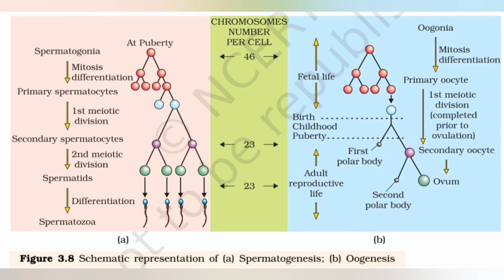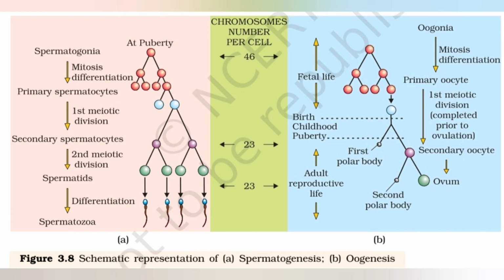Let us compare both spermatogenesis and oogenesis with the help of this chart. First of all, at puberty, the chromosome number of cell is 46. Here in female, it is in fetal life. Okay, so spermatogonia undergoes mitosis and forms primary spermatocyte. Here oogonia undergoes mitosis and forms primary oocyte. After this, the oocyte is arrested in female till birth. While primary spermatocyte undergoes first meiotic division, forms secondary spermatocyte, second meiotic division and spermatids.